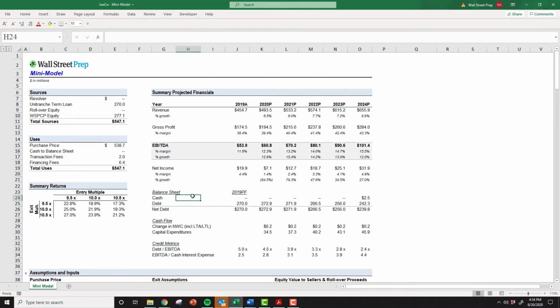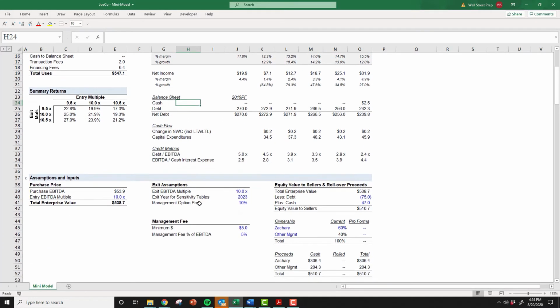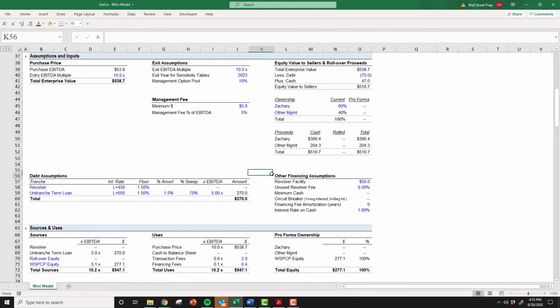Okay, the last thing that I promised is that I would sort of explain the rollover concept. And so I want to do that here because it is in the model.